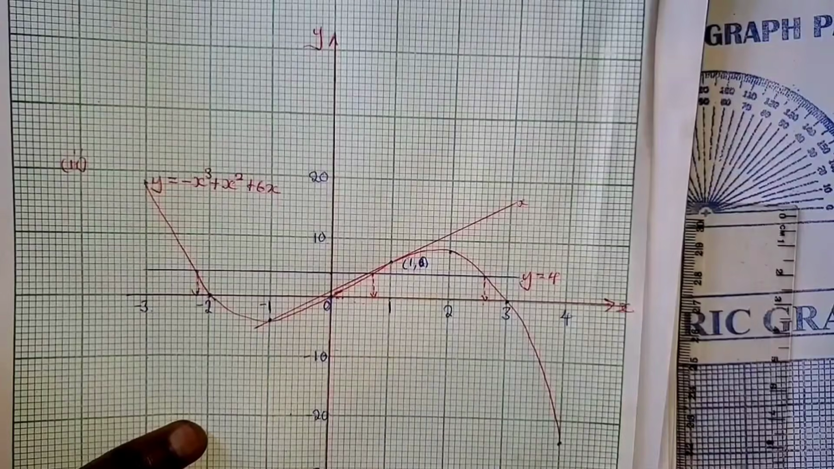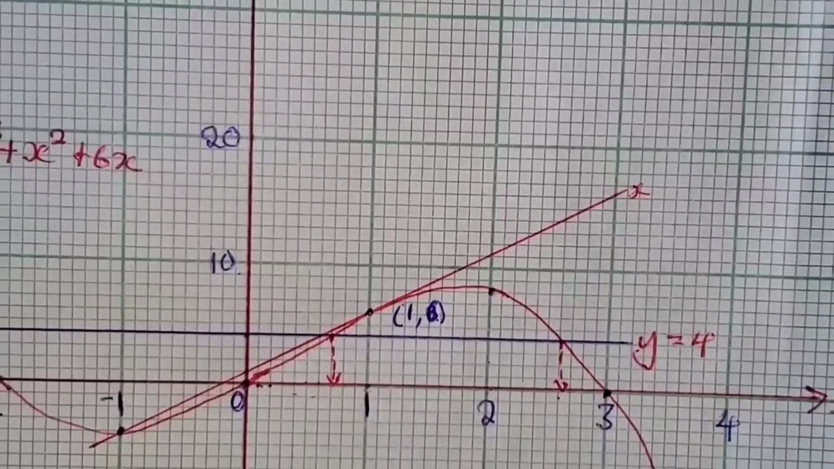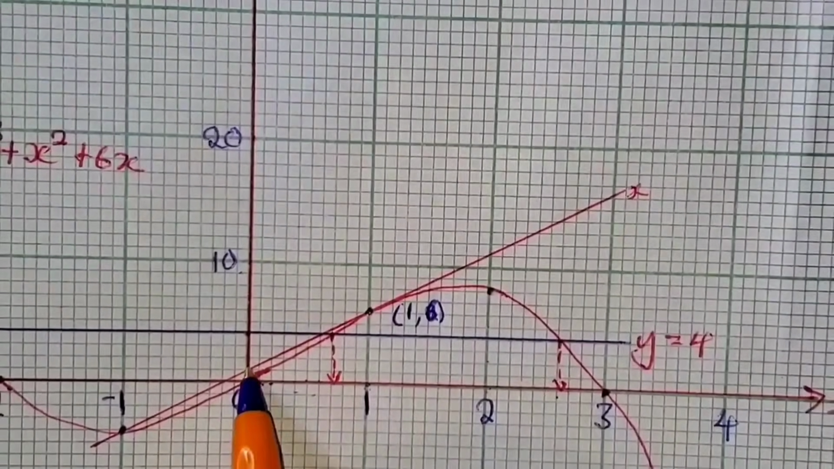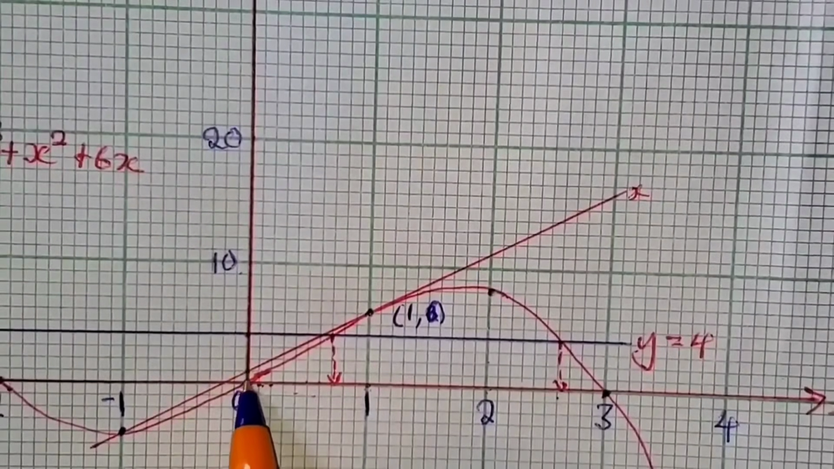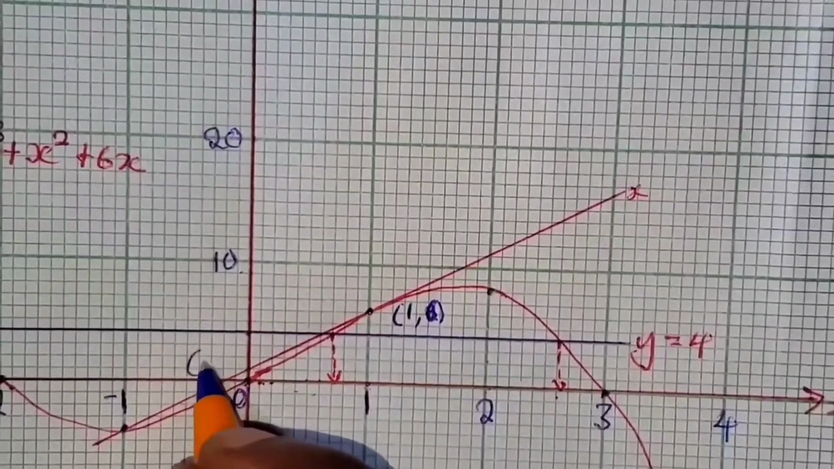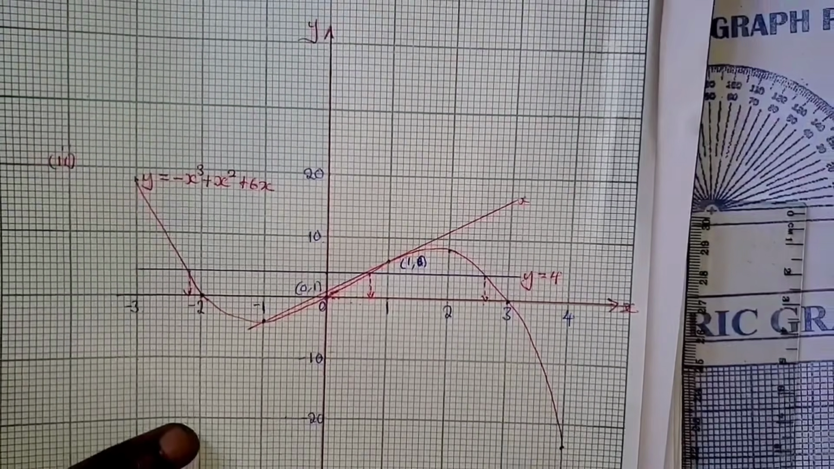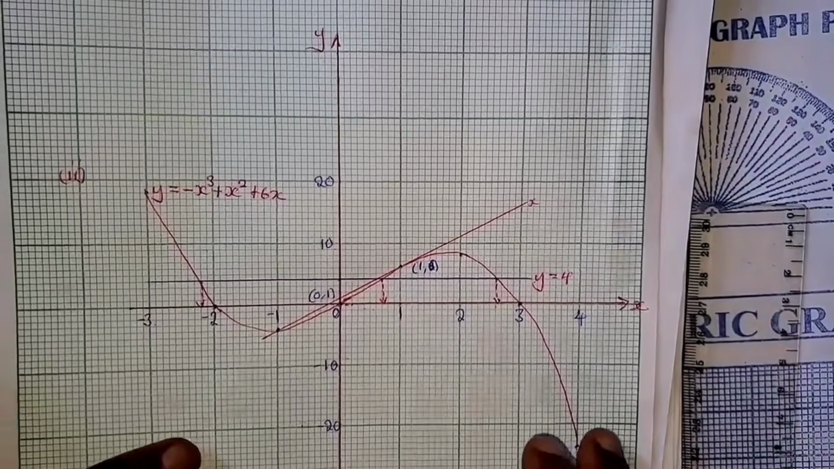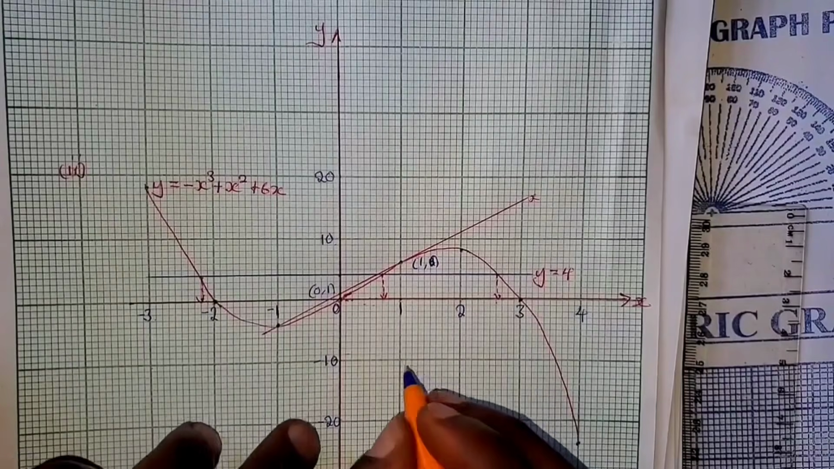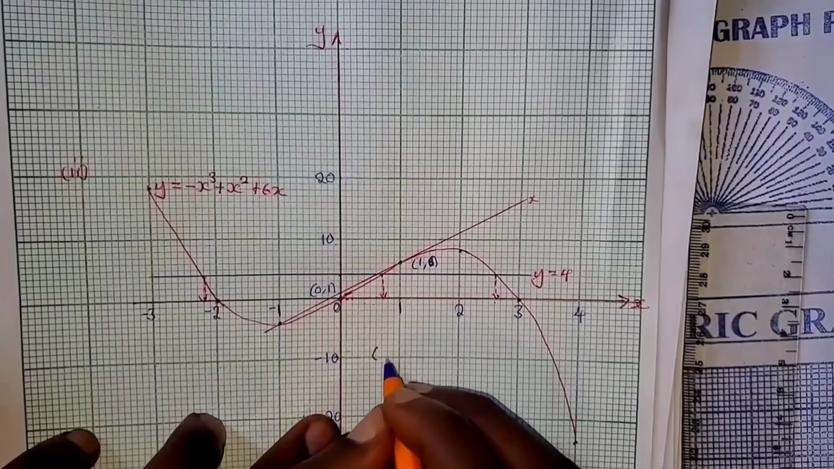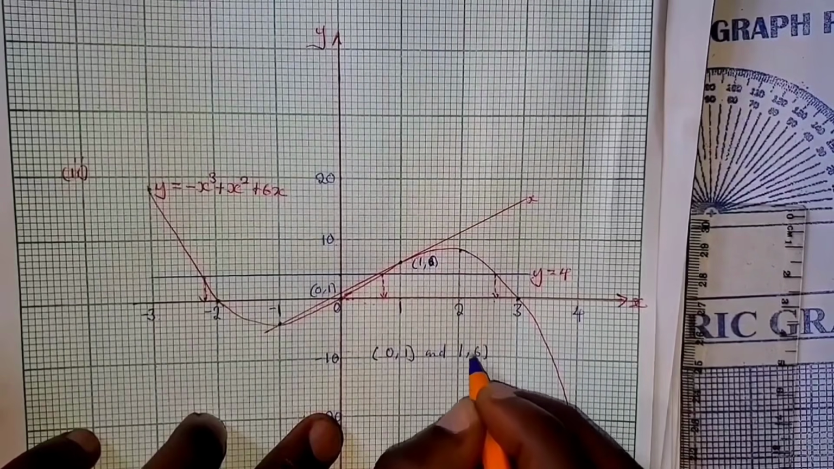Then you can get this point as well here. Let me do this. I mean the second box here. This is the first box. The second box is here. So this is 0, 1. This coordinate is 0, 1. Now we have the 2 points. We can use them to calculate the gradient. We have 0, 1 and 1, 6.